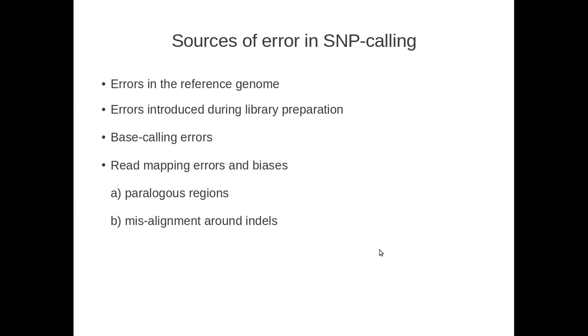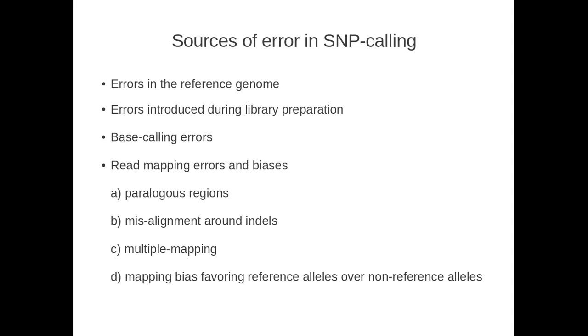Okay, that's a common type. I've told you about misalignments around indels and illustrated an example in the last lecture. We have multiple mappings, so this is cases where a read represents the sequence of a region that's found multiple times in the sample genome and multiple times in the reference. So the read can map to any of many places in the genome. That can be problematic. And then here's this problem of mapping bias favoring reference alleles over non-reference alleles.